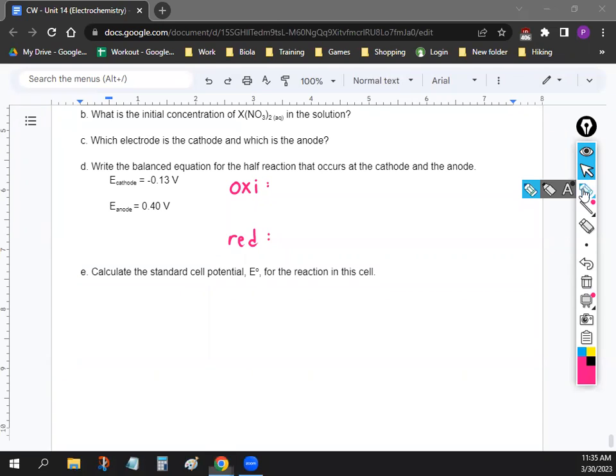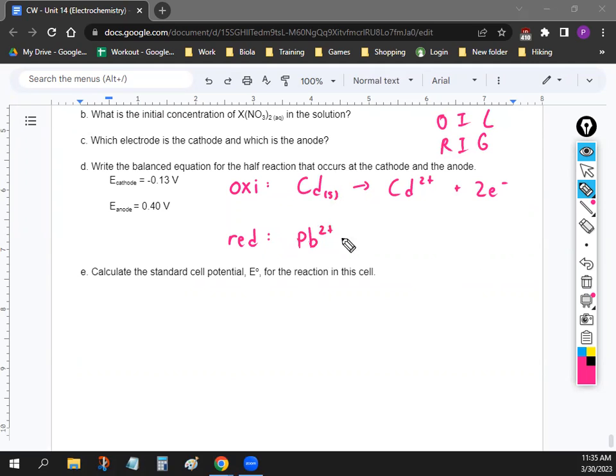And then after you label the electrical potentials, I want you guys to calculate the standard cell potential. Okay, so for the equation, I'll just give it to you guys. For the oxidation, it should be solid cadmium, and it's going to ionize, and 2 electrons. And remember, oil rig, it is losing electrons, so it's separating from the electrons. All right, so we go to reduction now. The reduction is going to be for the lead, the ionized lead. It's going to gain 2 electrons, and then it's going to become solid. All right, so that's what you should get for your half reactions.